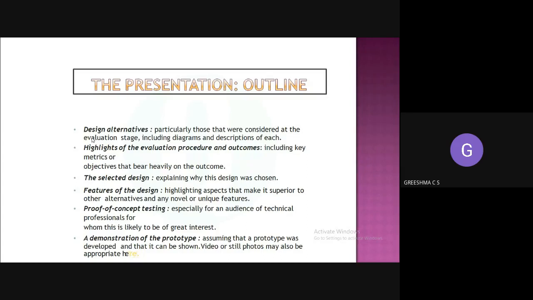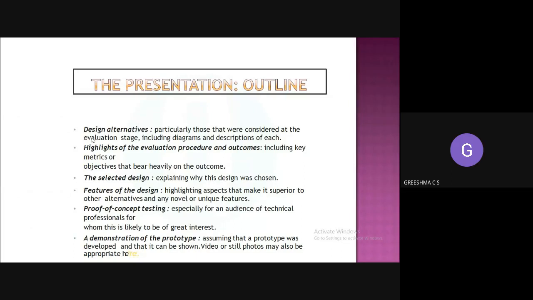Next is features of the design. Now the 8th model has been selected. The features of this 8th design highlight the aspects that make it superior to the other design alternatives, and any novel or unique features. What are the features or qualities of my 8th model? Why did I select it? Why is it superior to other models? All these things I have to exhibit correctly.